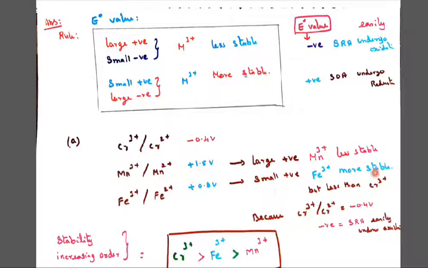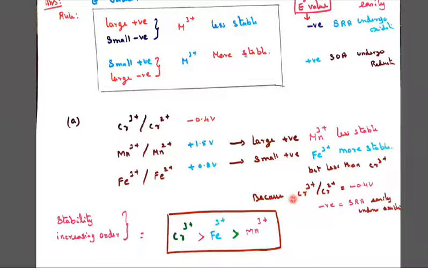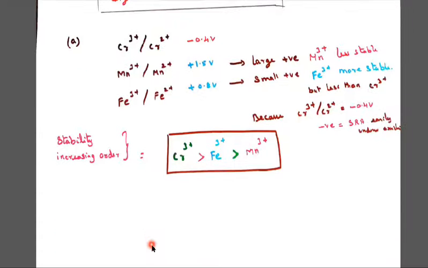So Fe3+ is more stable, but less so than chromium, because chromium is negative, so it automatically undergoes oxidation. The first priority goes to chromium, the second to iron, and the third to manganese, because manganese is less stable and Fe3+ is more stable, already being in the higher oxidation state. So chromium 3+ is oxidized more than Fe3+, and Fe3+ more than Mn3+. This is the answer for the first option: the stability increases in this order.